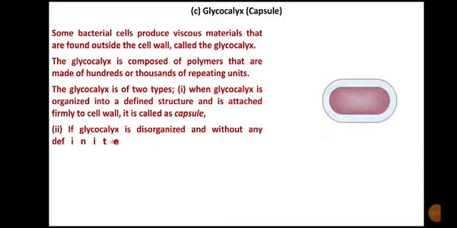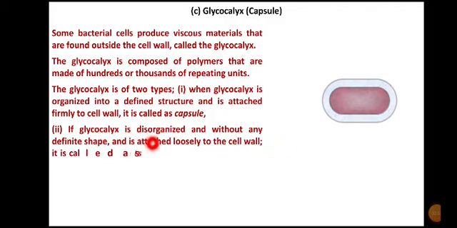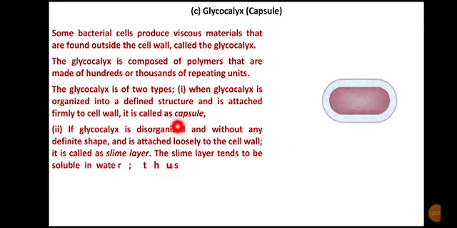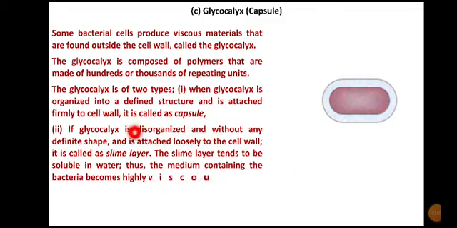Whereas sometimes we find that this glycocalyx is disorganized. That means it does not have a specific definite shape outside the cell wall, and it is also not firmly attached. It is loosely bound to the cell wall, which means it can be released. It is not firmly bound, and sometimes it is soluble in water, and it is responsible for increasing the viscosity of water.